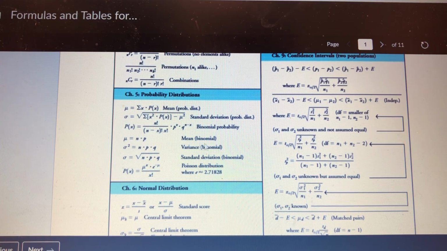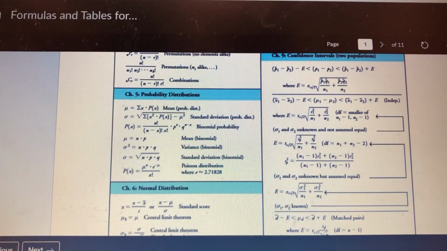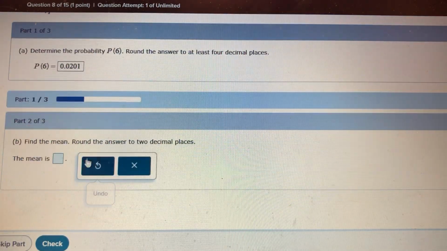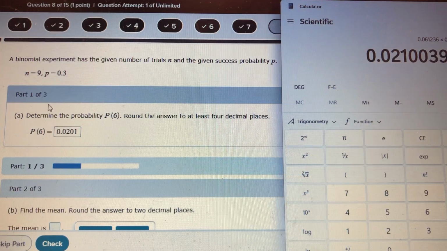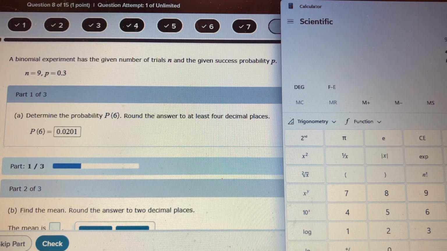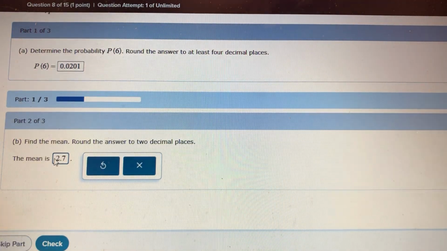If you want the mean of a binomial, it's literally n times p. You don't have to go through all that long stuff of the generic ones. Part 2 says find the mean. It's literally n times p. You could do that on any calculator. That's the two things they give you. N times p is 9 times 0.3. It's 2.7. So means and standard deviations of binomials are very easy. They're harder for those generic ones.